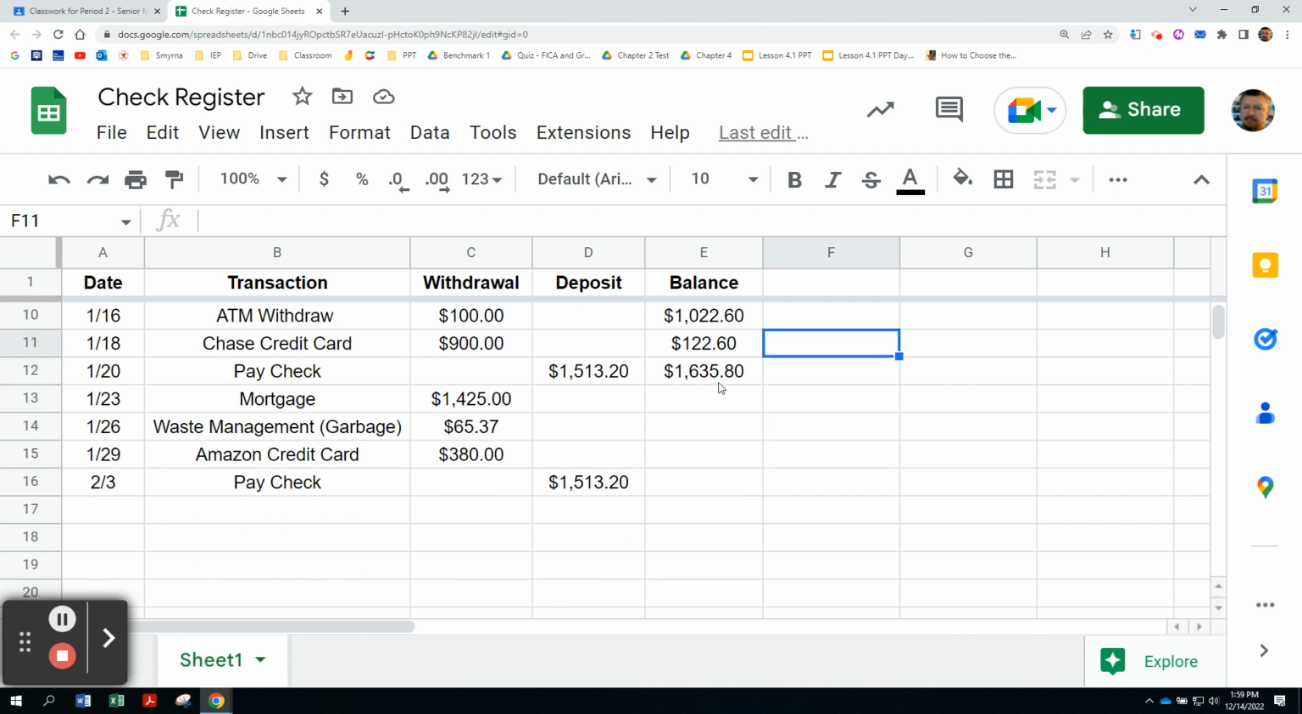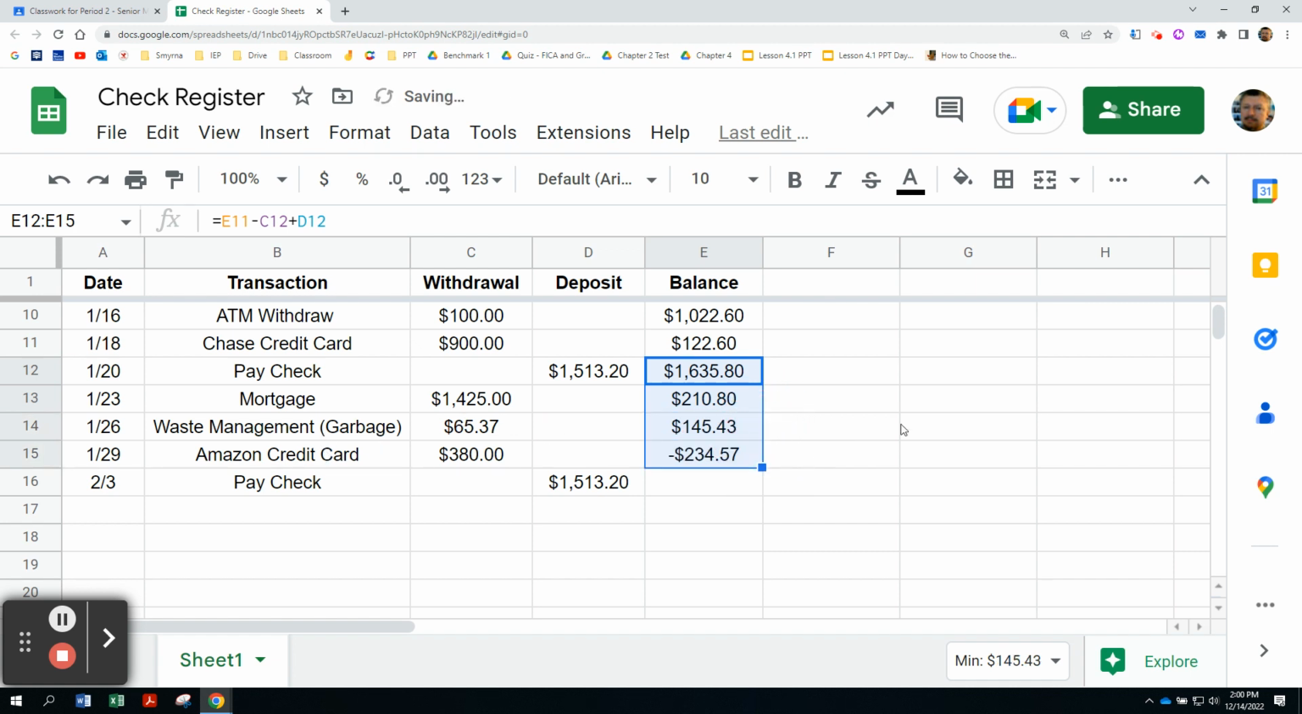Now, we're going to keep going. So the mortgage is coming up. That's a bigger number to pay for the house. Okay, that's down there. We got waste management. That's the garbage. And then the Amazon credit card. Oh, no. See, now we got a problem right here. We got a negative number. Now, if you pay this before your paycheck comes, first of all, the payment's not going to go out, and then they're probably going to charge you $35.